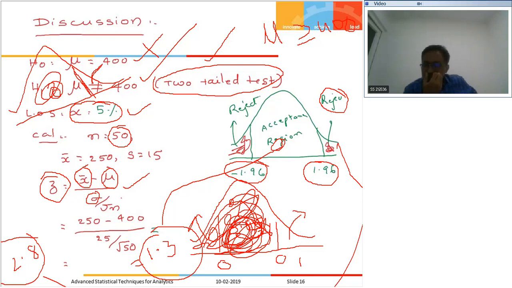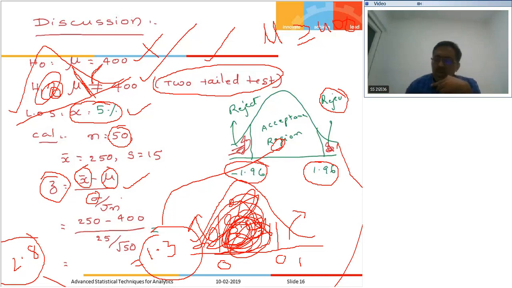LOS and LOC are not the same actually. LOS is the level of significance, and LOC is the level of confidence. The LOS is alpha, and LOC is (1 minus alpha) into 100%. That is called LOC. The 0.18 whatever I have taken is random, just to understand how the results can be interpreted.